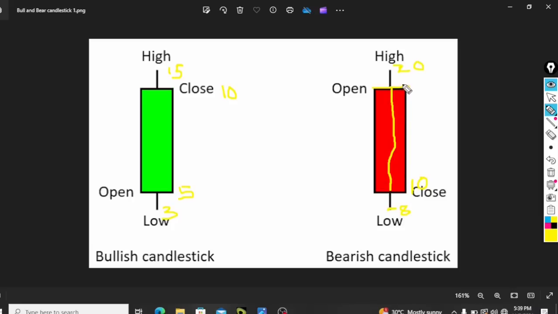So let me recap again. Let's say it opened at $15. Let's give the open $15. So I know this is a bearish candle. When it opened there at $15, it was able to move up to $20 before falling down and then coming to its close, where it closed at $10.